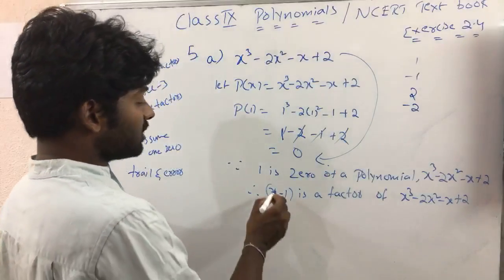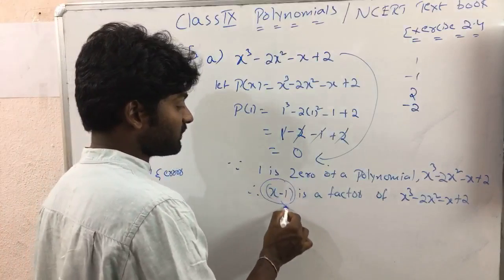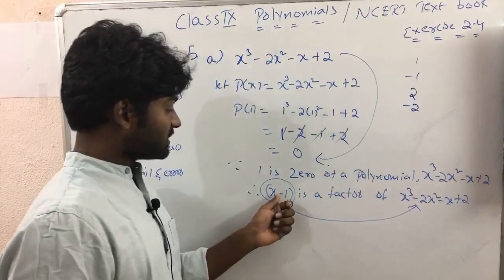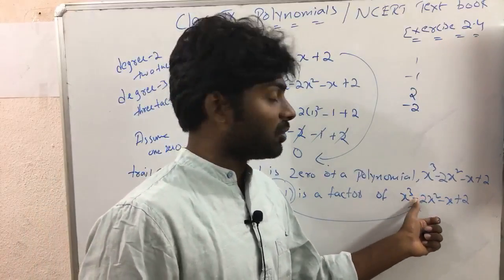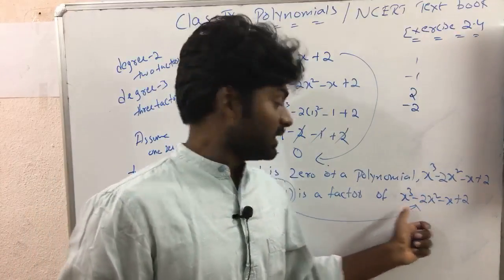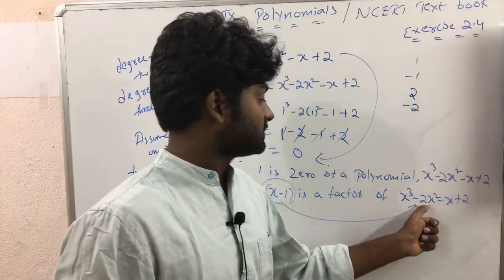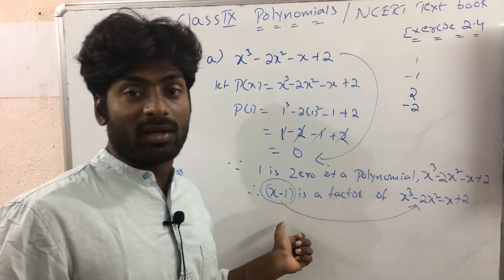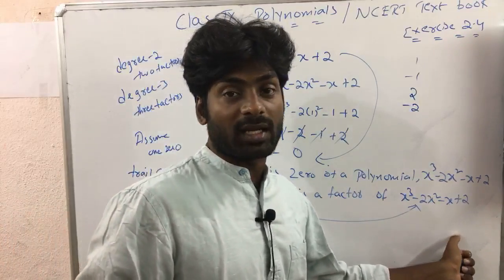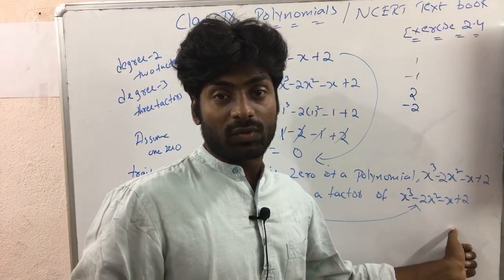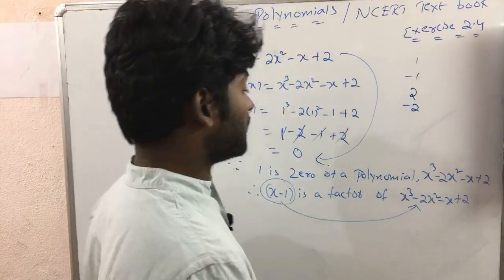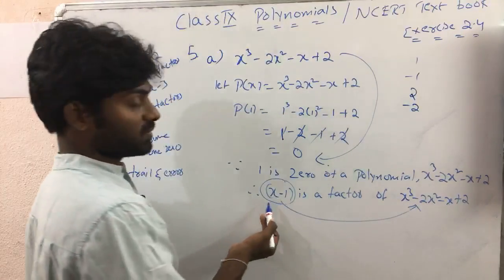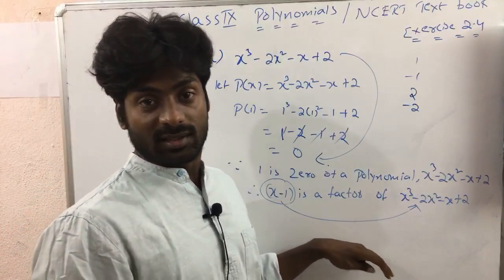That means, see, I am saying that x minus 1 is a factor of x cube minus 2x square minus x plus 2. That means this x minus 1 divides the given polynomial exactly, and moreover this is the linear polynomial and this is the cubic polynomial. When you are dividing a cubic polynomial with a linear polynomial, it is reduced to a quadratic polynomial. Now we are dividing x cube minus 2x square minus x plus 2 with x minus 1. So up to here it is clear.